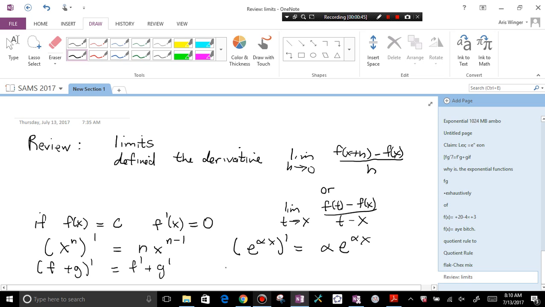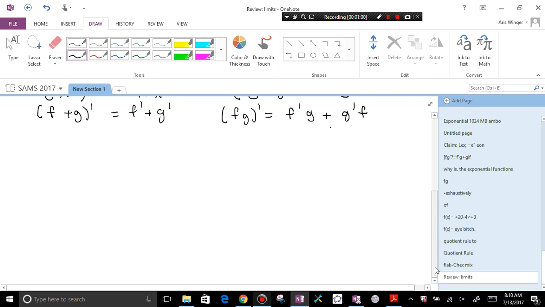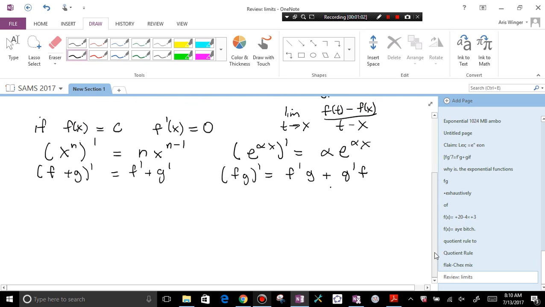We also said that the derivative of f times g is the derivative of f times g plus the derivative of g times f. We actually did prove yesterday that the derivative of f over g is f prime g minus g prime f all over g squared.